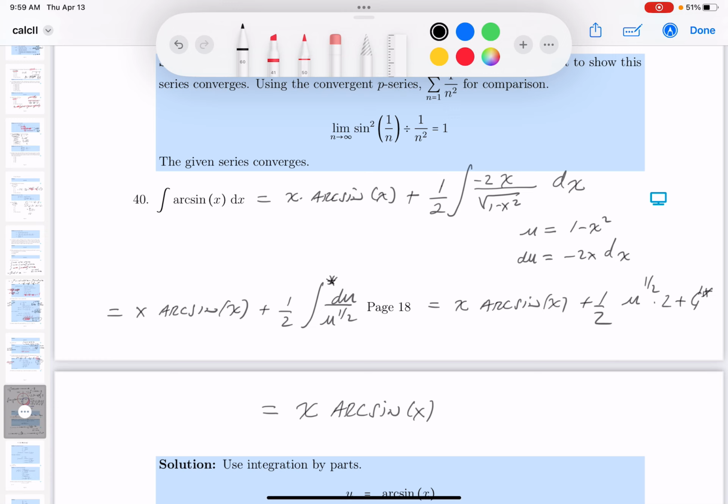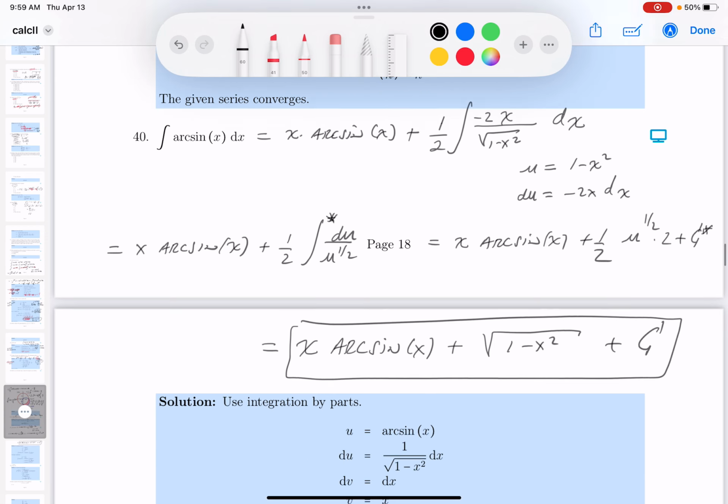And let's see if we can do that. It's going to be plus, the 2's cancel, and we get the root. And what's u? It's 1 minus x squared plus c. Okay, we're done. And let's look at the key.